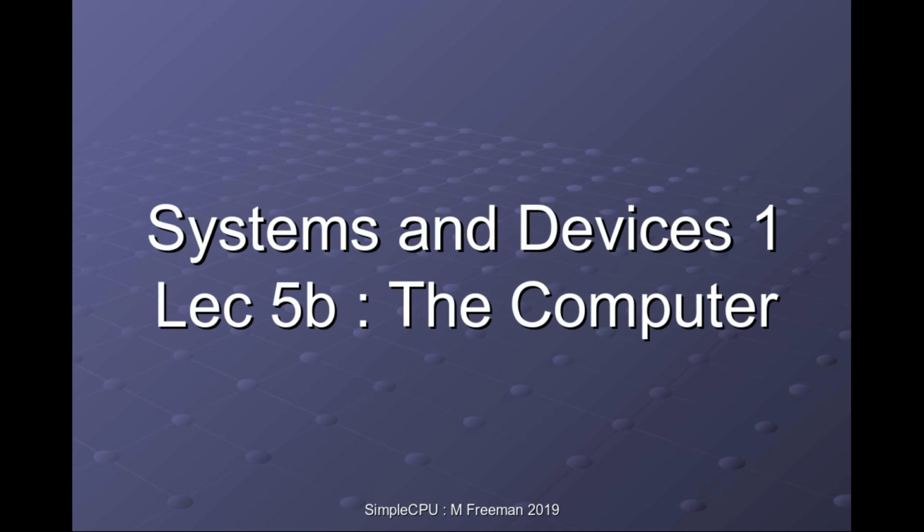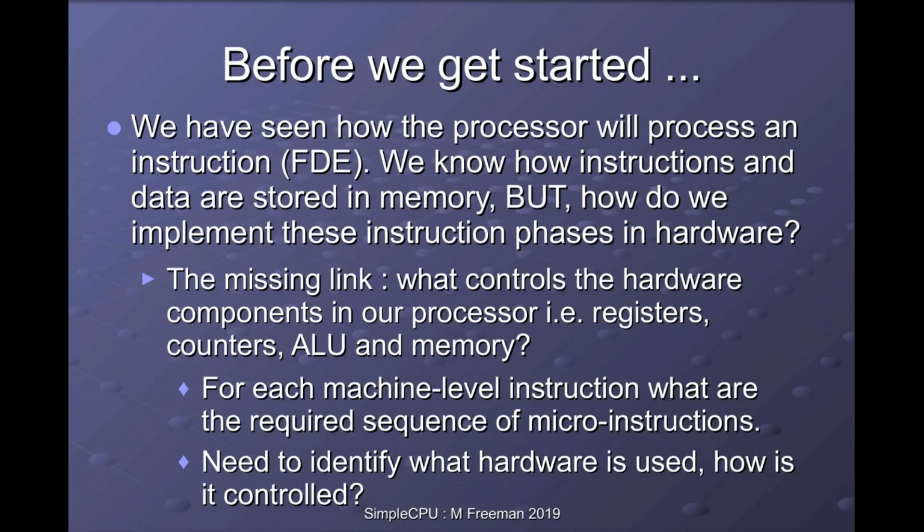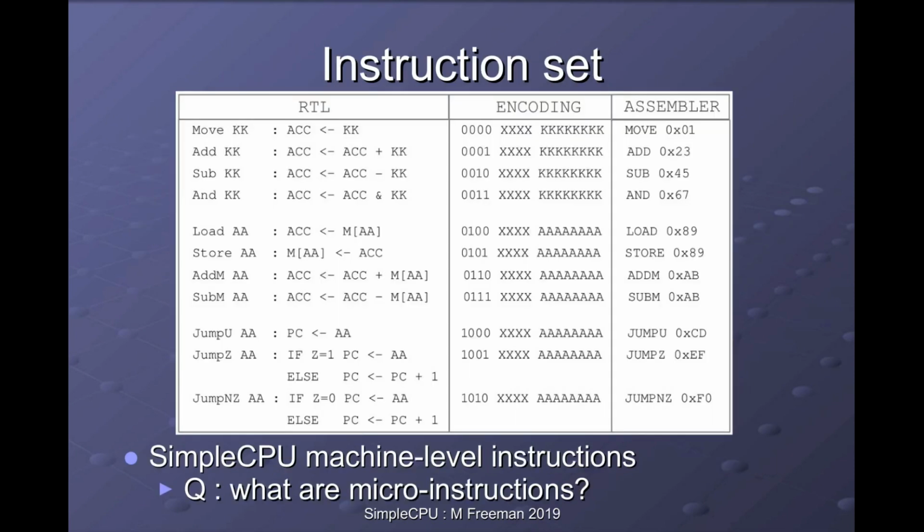Okay, welcome. System Devices 1, Lecture 5b, the computer, where we start to think about how we implement the simple CPU's block diagram in hardware. In the last lecture we looked at how the computer would implement the fetch, decode, execute cycle. So you should have a good idea how the processor processes an instruction. But now we need to look at how we will implement this in actual hardware. So how do we take those AND gates, OR gates, those counters, those adders, those multiplexers we saw in previous lectures, and build this processor.